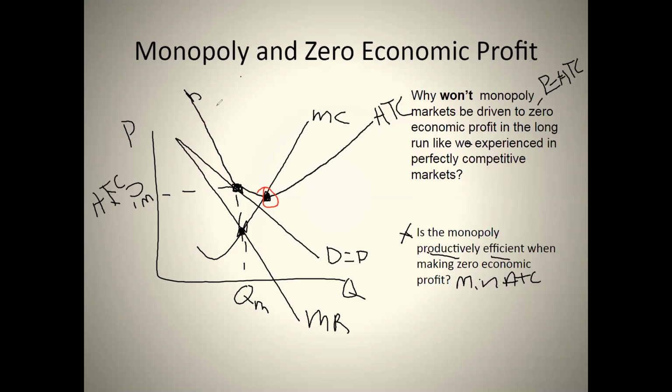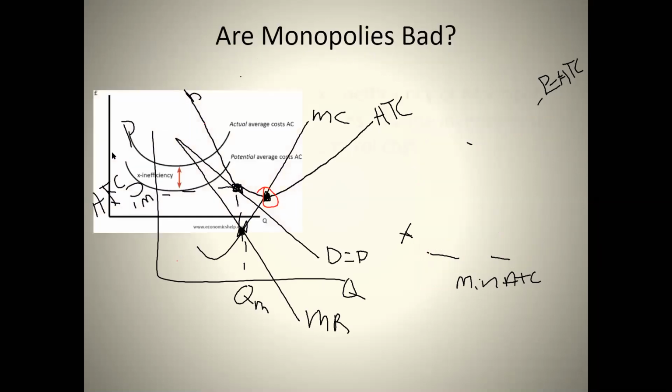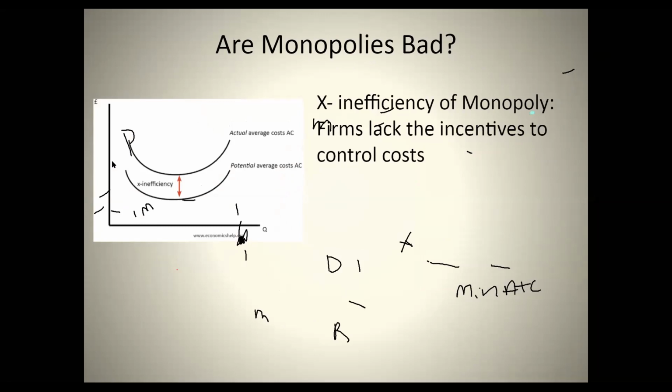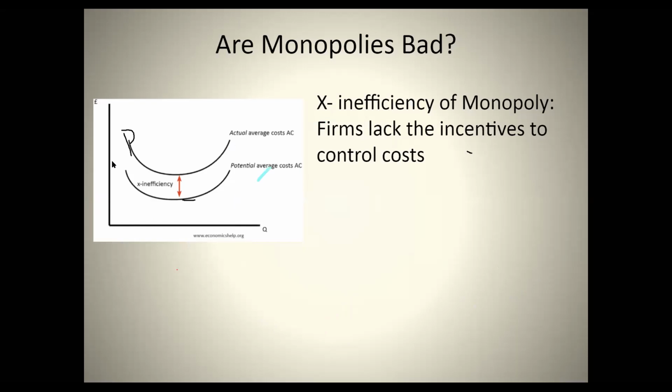All right, moving on. Get rid of this. All right. So are monopolies bad then? So we've just determined that they are not allocatively efficient. They are not productively efficient. And so it would seem that they're just categorically all bad. So what are the inefficiencies of a monopoly outside the graph that we can talk about?